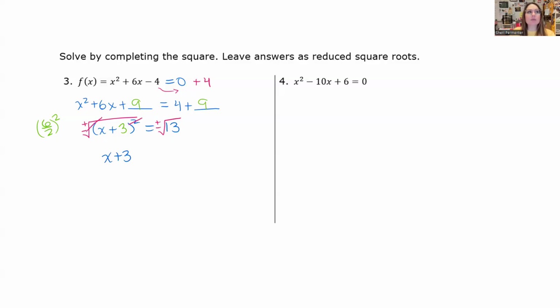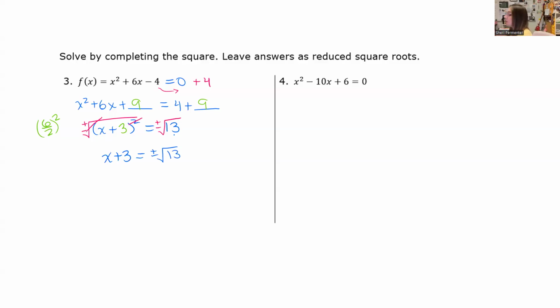So before, we would move the 13 back because we were trying to get it factored in vertex form. We're not trying to do that anymore. We're trying to get x by itself. And so we've got plus and minus the square root of 13. Does the square root of 13, is that a perfect square? Okay. Is there a perfect square that will divide into it? No. So it is just plus and minus the square root of 13.